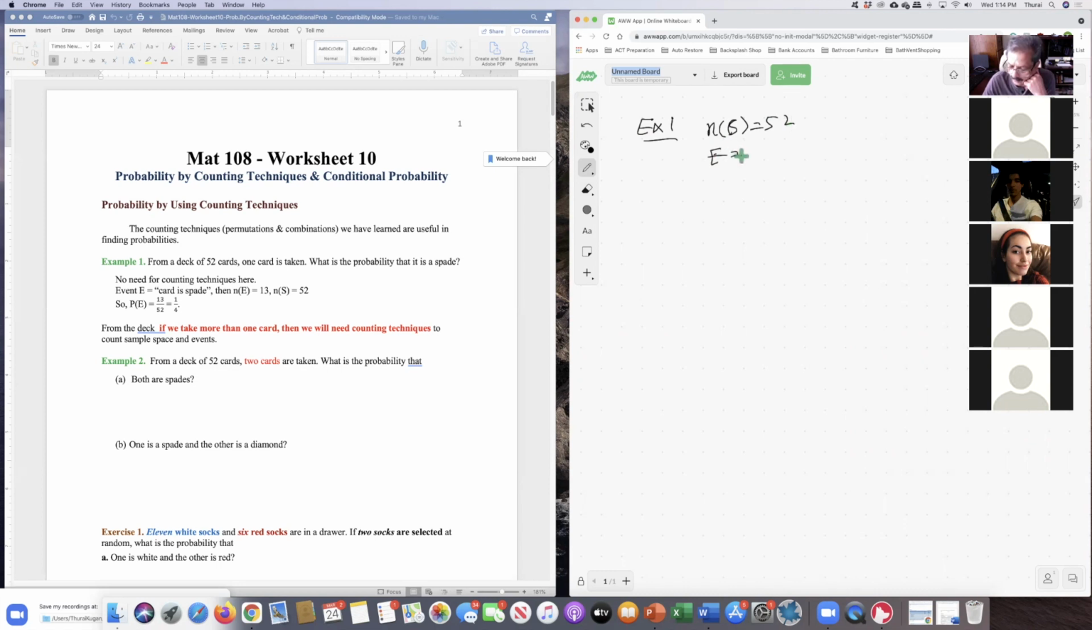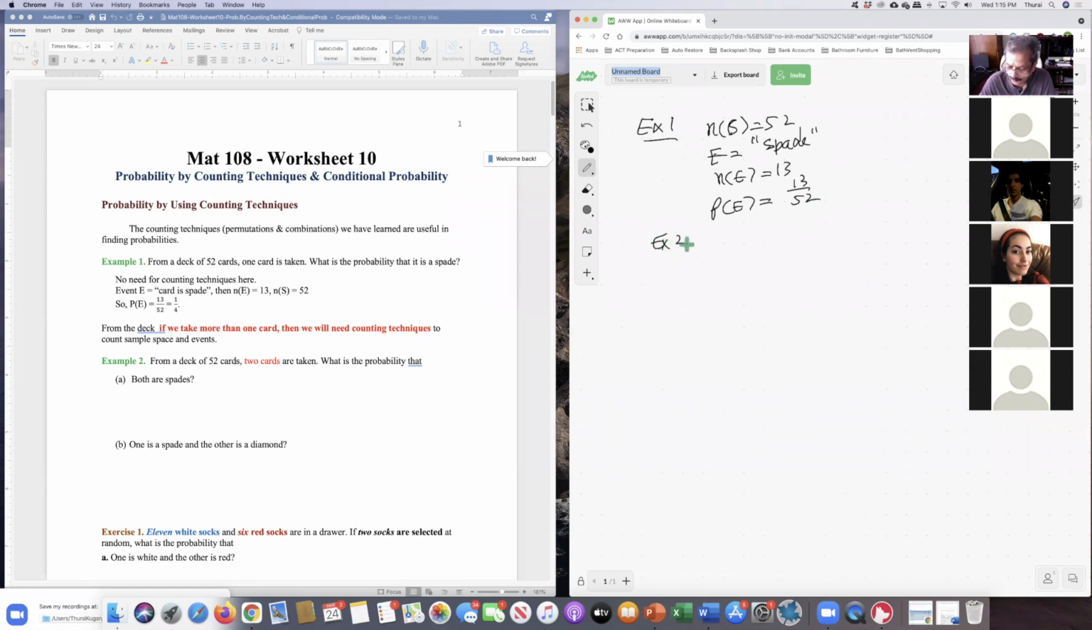So the event is the card is a spade. And again, we don't need a counting technique. The count of E is 13, right? There are 13 spades. So the probability that the card is a spade is 13 over 52. Here we didn't need counting techniques, but if you take more than 1 card, then you need counting techniques.